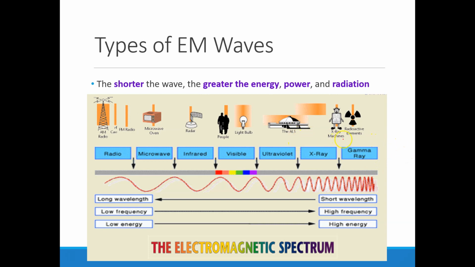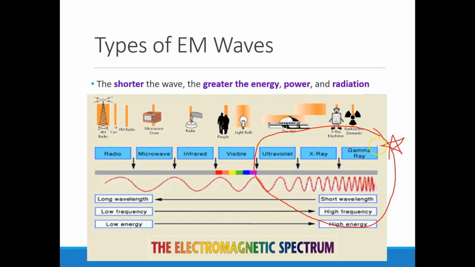Because it has more energy, more power, and more radiation. So that's why all of these on the right are actually really dangerous, and gamma rays are the most dangerous, right? Ultraviolet can just kind of penetrate your skin and might cause cancer in 60 or so years. X-rays are a little bit more dangerous. That's why we wear lead jackets when we get X-rays, so that we don't get too much radiation.